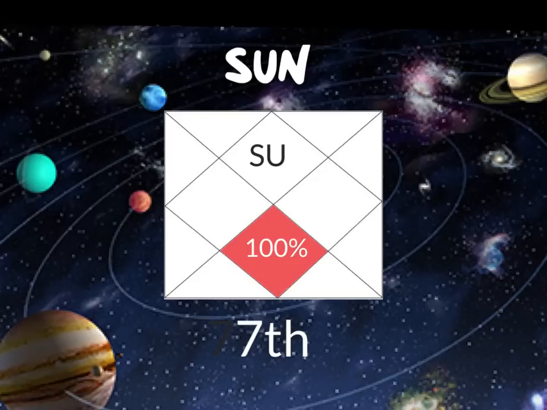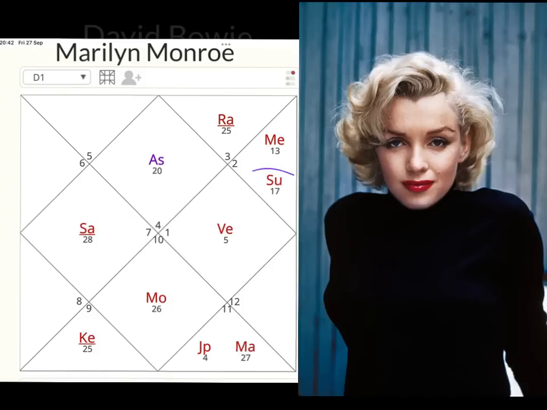It's a good aspect. Take the example of Marilyn Monroe: her Sun is aspecting the 5th house of acting skill, dramatic skill, creative skill. She got resources from the 5th house. We don't have to say any more than that.